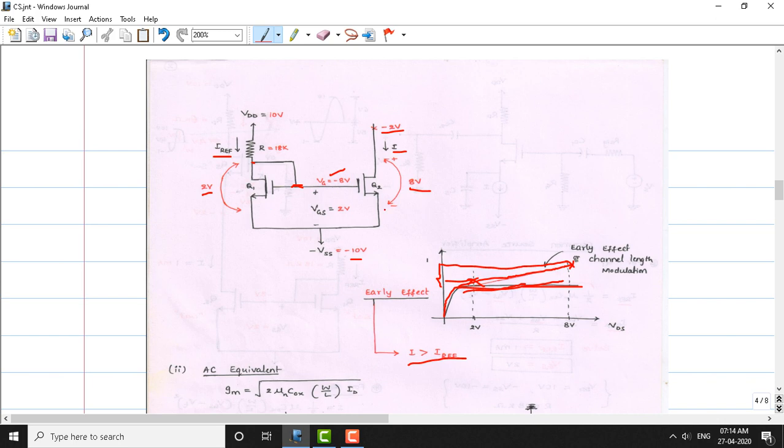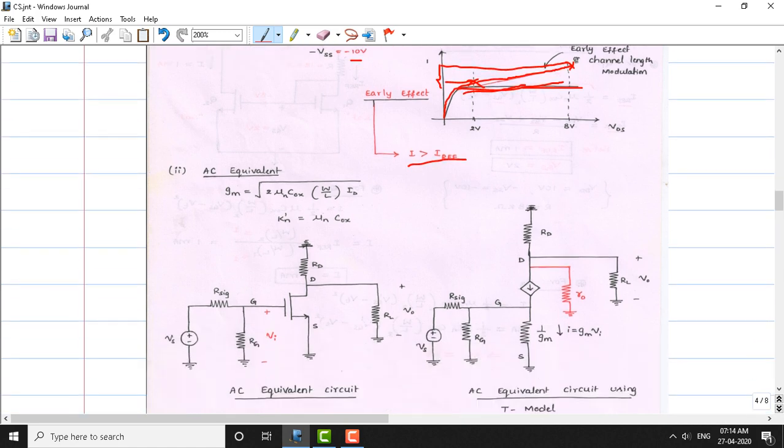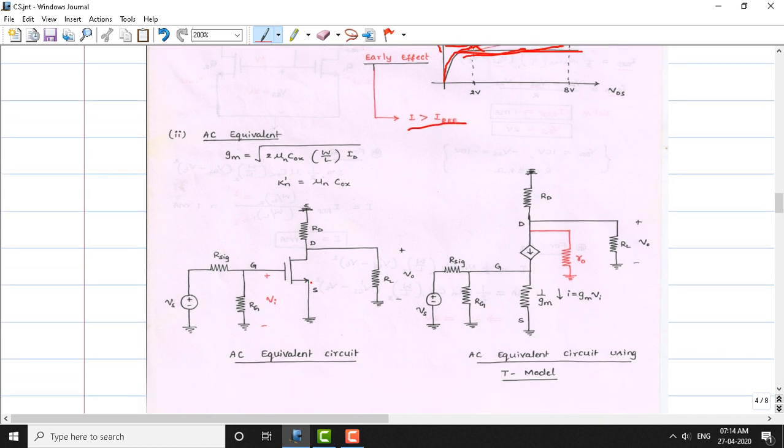Otherwise, there will be a difference in resistance, and the current flowing here will not be the mirror image of this. This is the main requirement of the current mirror circuit. Okay, so already we have seen the AC equivalent circuit of a common source amplifier, which is once again shown here. Now let us go further in detail and analyze the AC equivalent circuit of the common source amplifier.